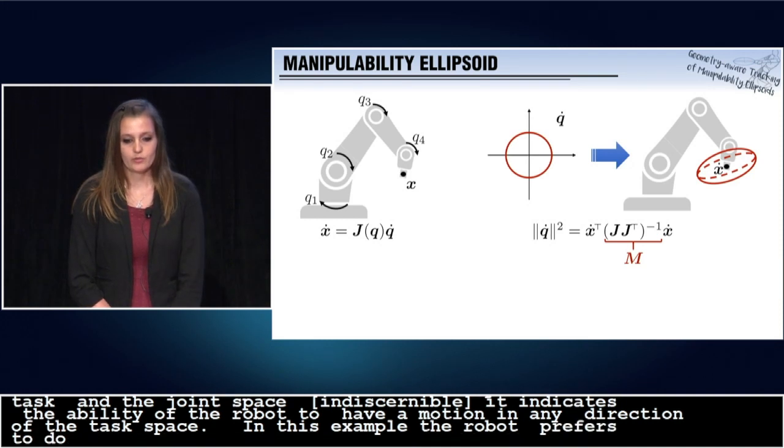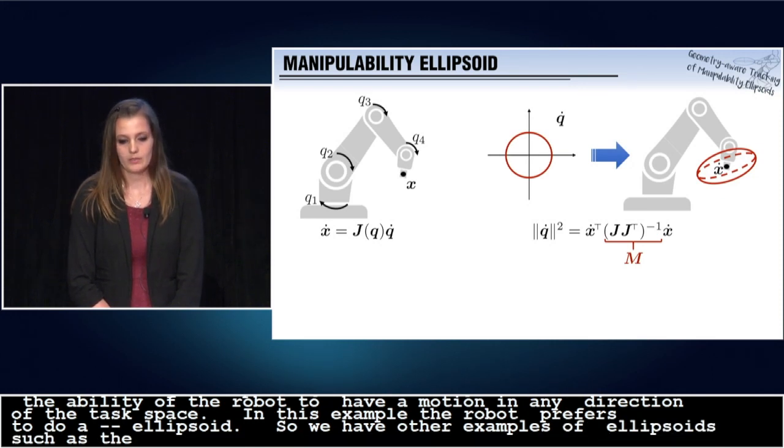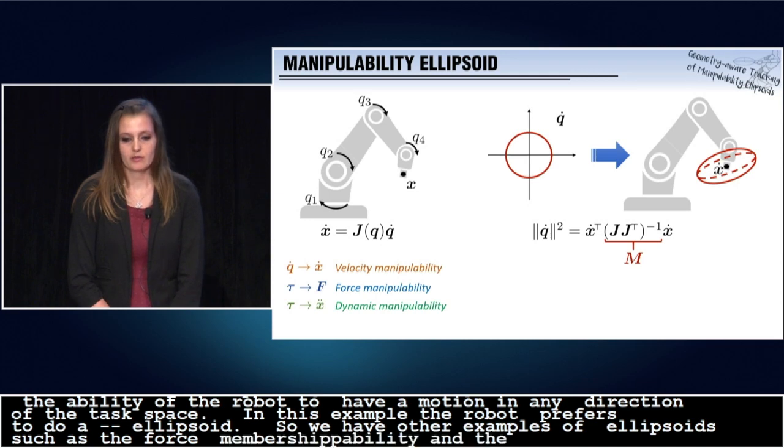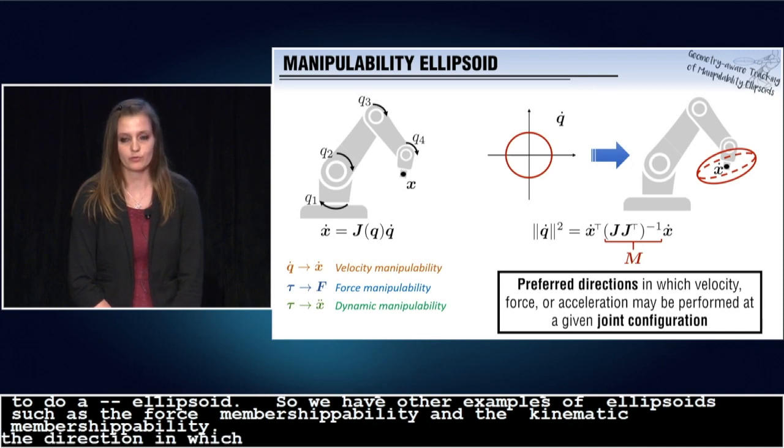So in literature, we also have other examples of manipulability ellipsoid, such as the force manipulability or the kinematic manipulability. So to summarize, the manipulability indicates the preferred direction in which velocity, force, or acceleration may be performed at a given joint configuration of the robot.